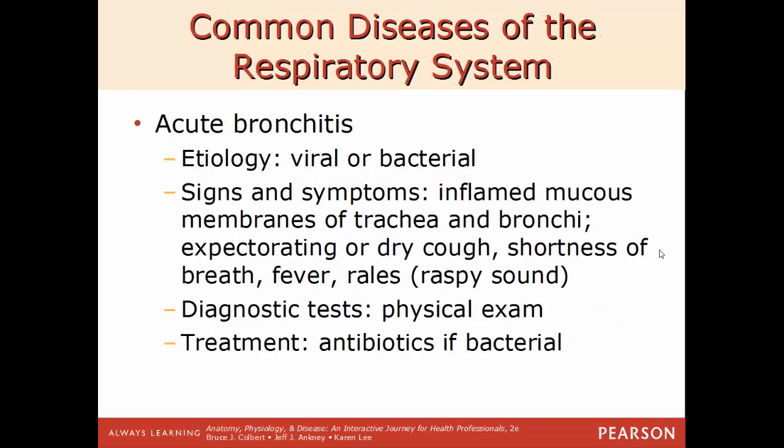Acute bronchitis. Etiology: this can be viral or bacterial. Some signs and symptoms: the inflamed mucous membranes of the trachea and the bronchi, expectorating or a dry cough, shortness of breath, fever, rales, which is a raspy sound. Diagnostic test: a physical exam. A treatment: if it's a bacterial cause, antibiotics.